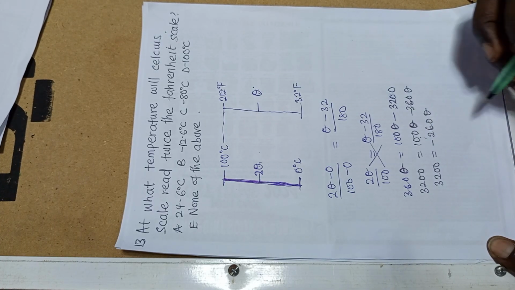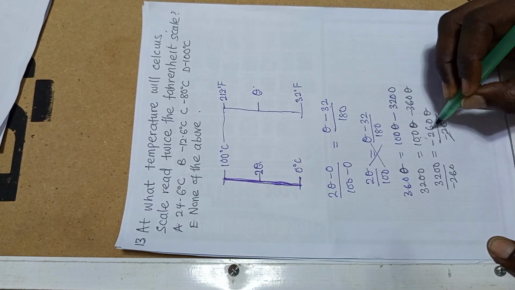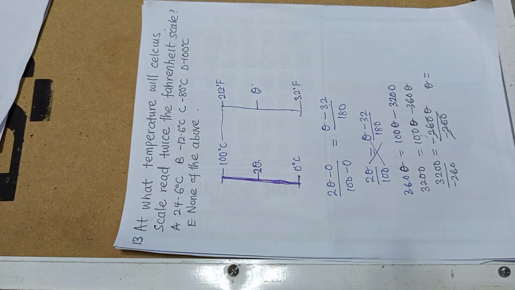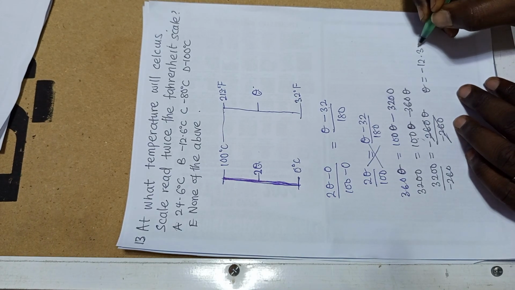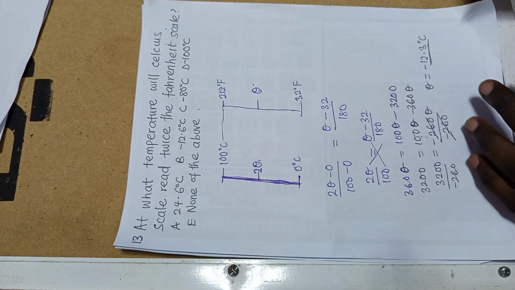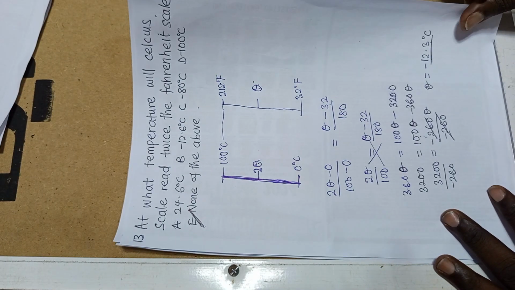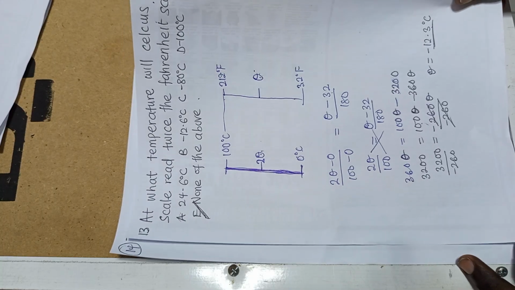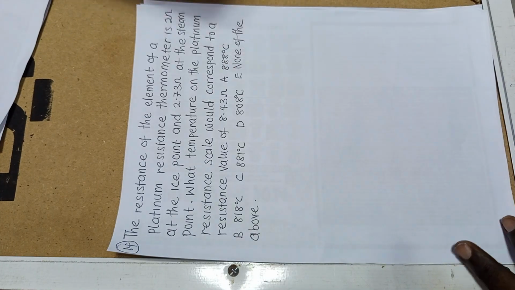What do we need to make theta the subject of the formula? Divide both sides by minus 260. So theta becomes 3200 divided by minus 260, which is minus 12.3 degrees Celsius. We have minus 12.6 there in the options. So I'll go for none of the above, because minus 12.6 and minus 12.3 are not the same thing. So that is what we have: minus 12.307.